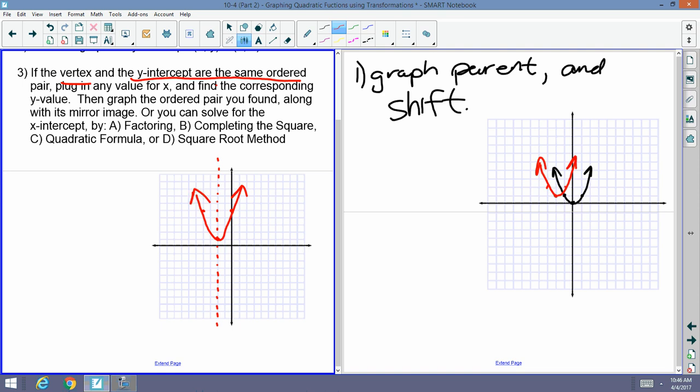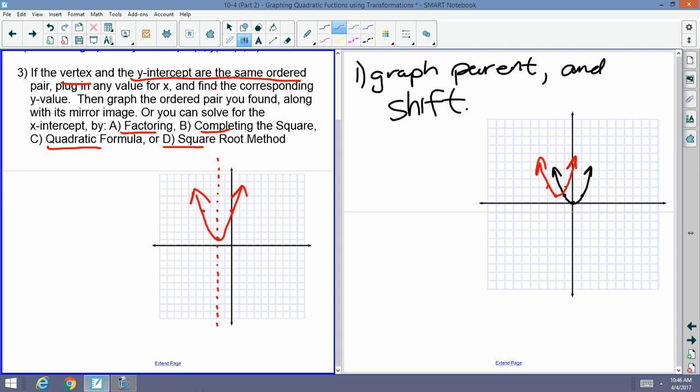Now, if the vertex and the y-intercept are the same, we talked about this, right? Plug in any value for x, find the corresponding y value, and then plot the mirror image. Then graph the ordered pair you found along with this mirror image. Or you can solve, which again, I've repeated this 100 times. You can solve by factoring, completing the square, quadratic formula, or square root method.